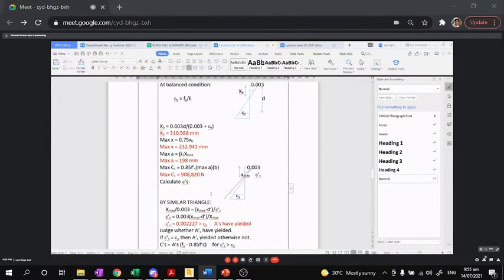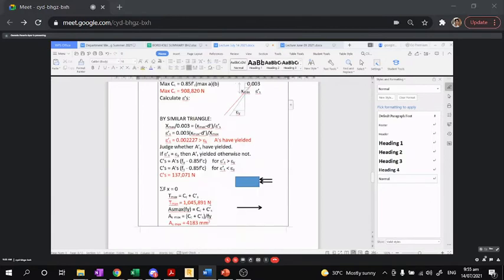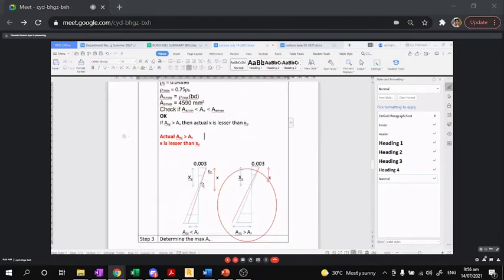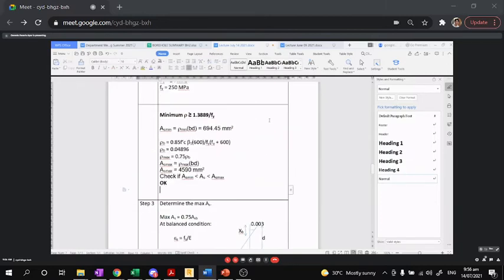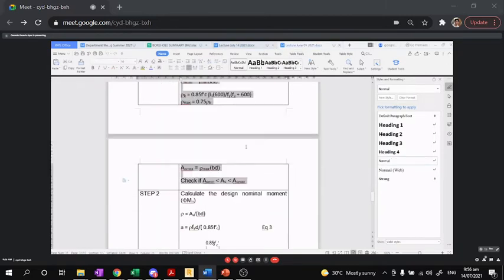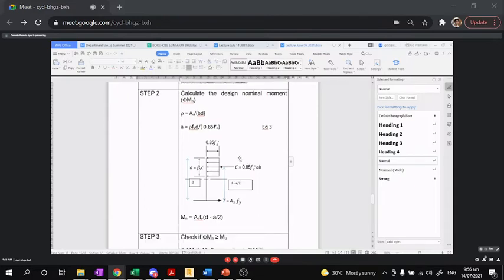Now we will compute for this one. So we will go to step 2. Based on the lecture on June 9, step 2 is calculate the design nominal moment.